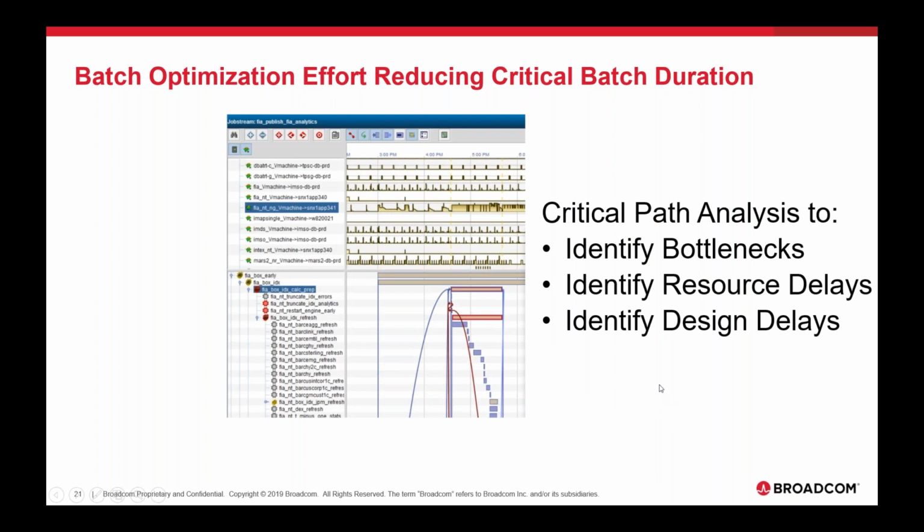There's a lot of features and functions built into the platform that really will help with reducing critical batch duration. So this is for batch optimization efforts. We have a host of analytics that can help you understand where your bottlenecks are in your batch. We trace the critical path through your batch and help you figure out where you might have design delays or resource delays.